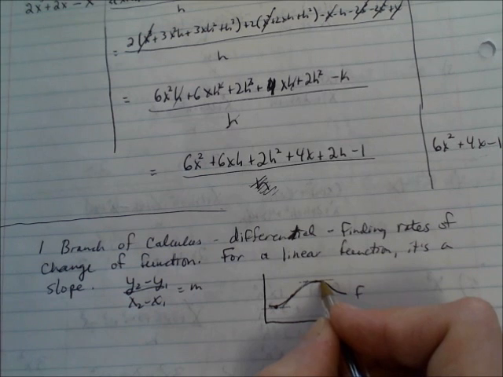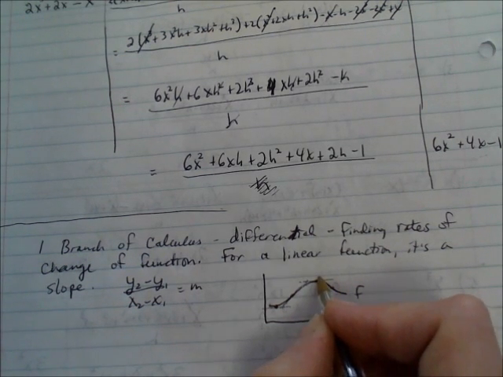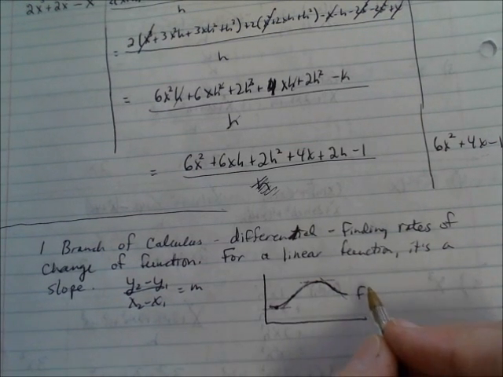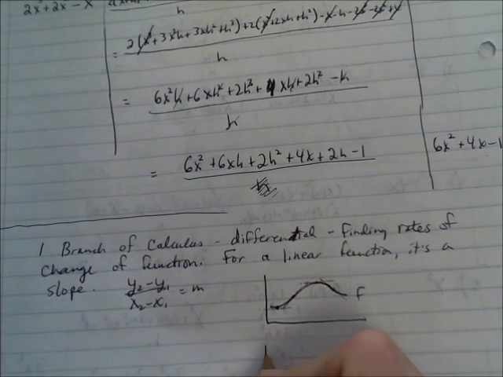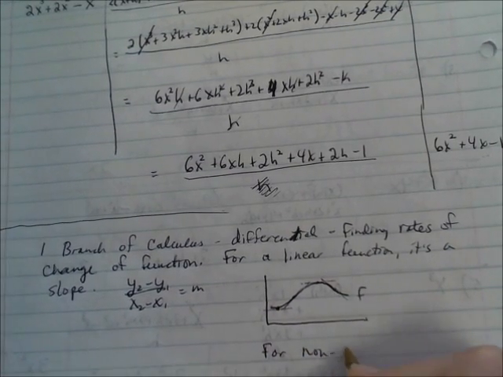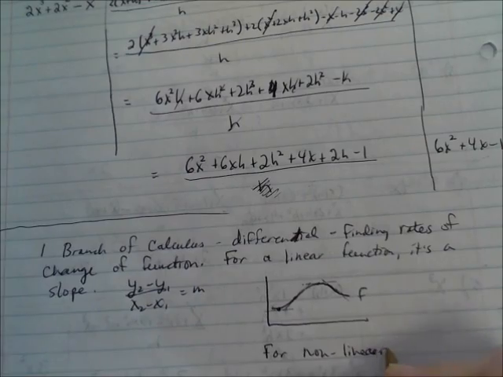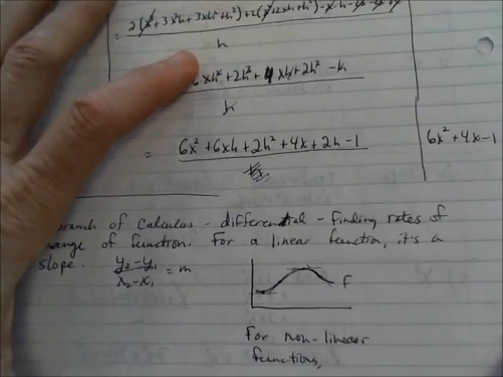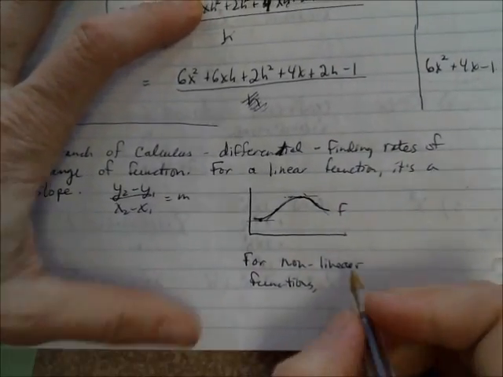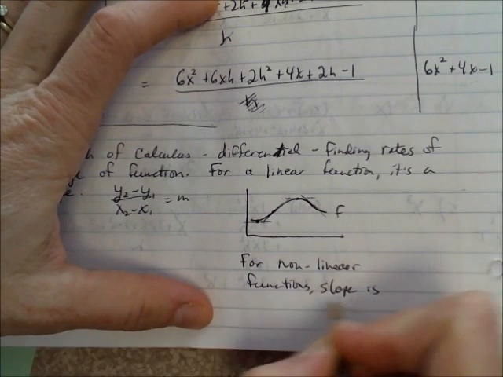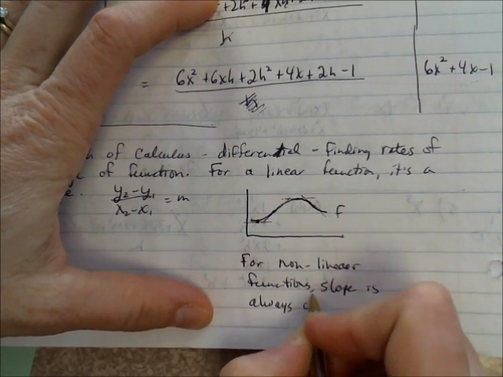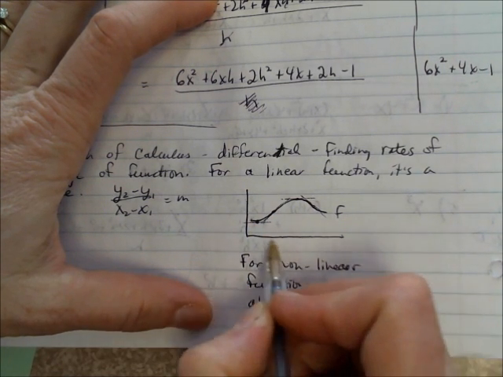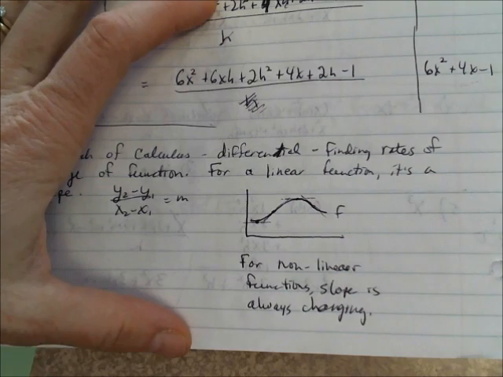But then when you started heading downhill, and you stopped over here and drew a tangent line to this graph, well, this slope becomes negative. So for nonlinear functions, the slope is always changing. And it depends on what value of x you're at to figure out what the slope of it is.